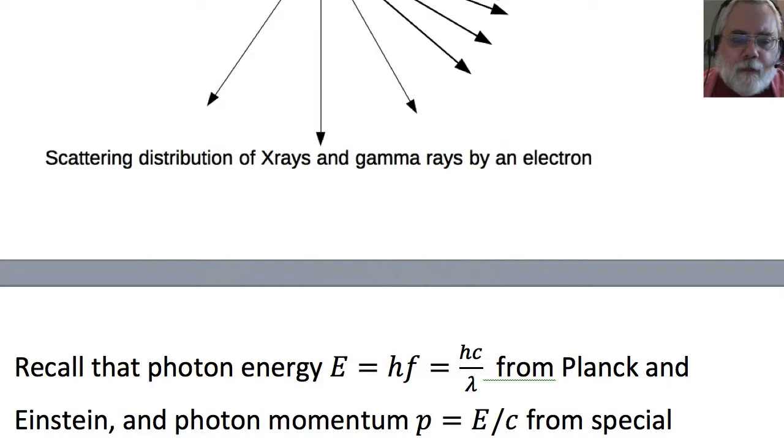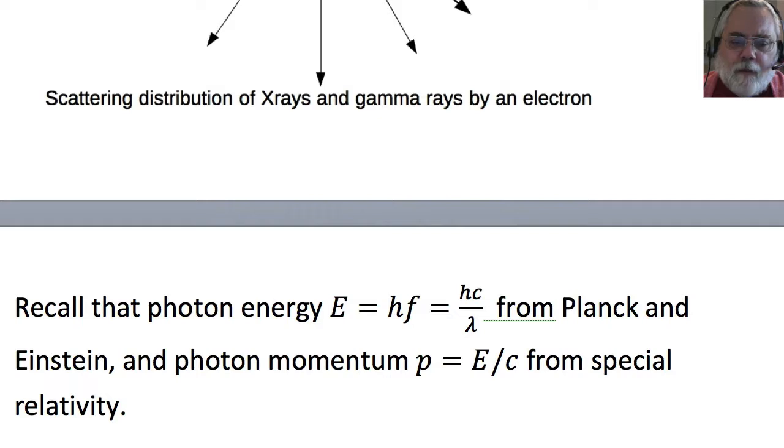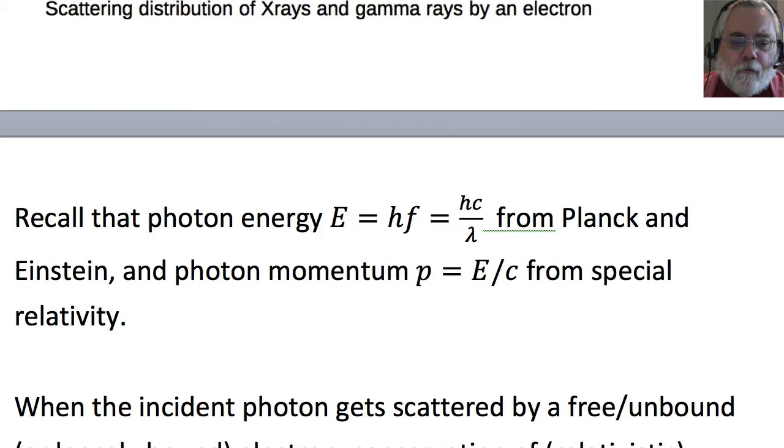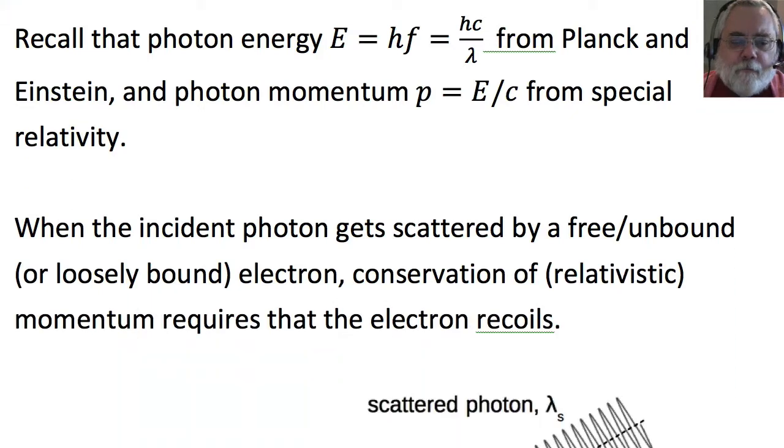So let's recall that the photon energy equals hf, frequency, or equally hc over lambda, wavelength, from Planck's results and Einstein's results. And also the photon has momentum, p equals its energy over c, from special relativity. So another way to write the momentum would be h over lambda. When the incident photon gets scattered by a free, unbound, or loosely bound electron, conservation of relativistic momentum requires that the electron recoil. So it may have started with no momentum, but it picks up some momentum.